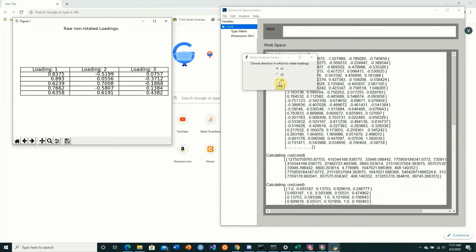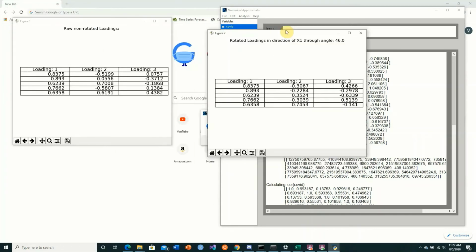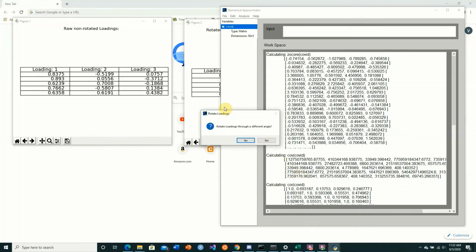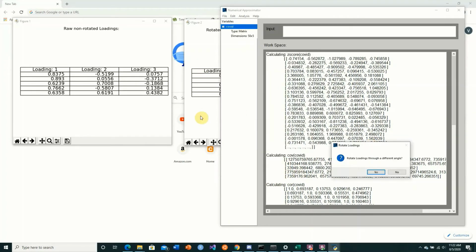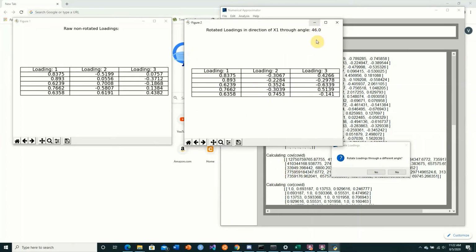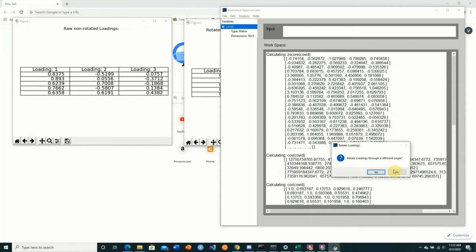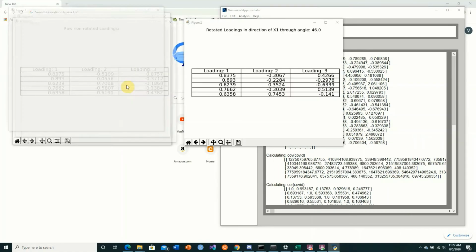Let's rotate in the direction of x1. So we rotated through x1 through an angle of 46 degrees. And it seems that x1 has stayed the same, as expected, and loading 2 and loading 3 have changed. We're going to keep it this way. We're not going to rotate through any more angles.